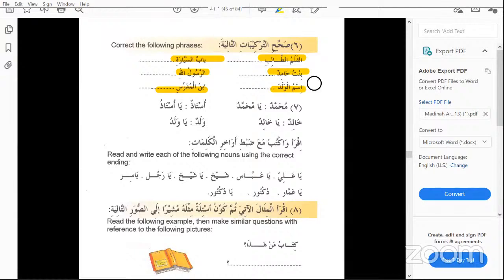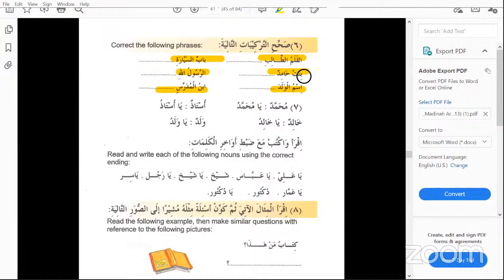This is the end of ba, kasra. Al-qalamu talibi. No. What does a mudaf have? Alif lam. That's it. What is the ruling? Whenever there's a mudaf, it should not have alif lam. So it's al-kalamo. So you need to remove the alif lam here.